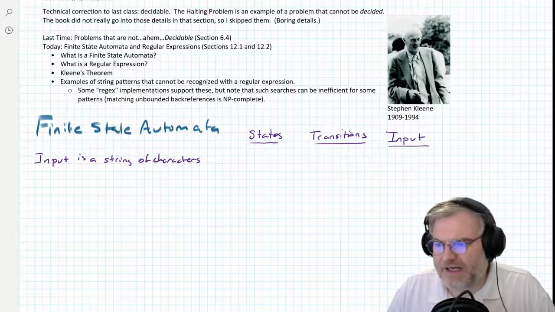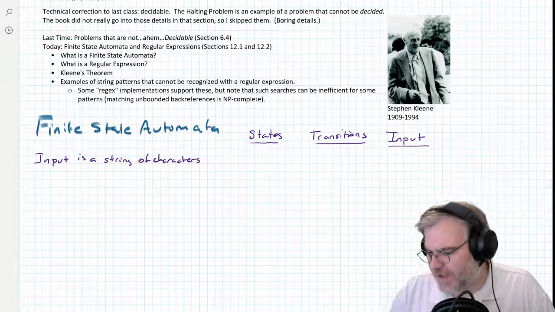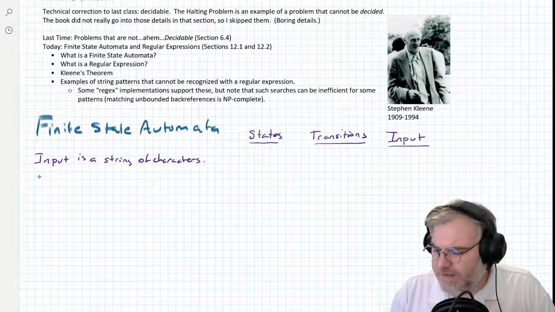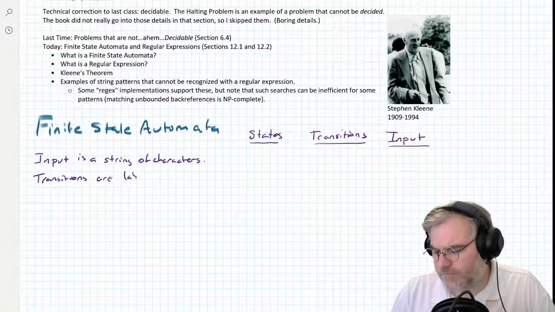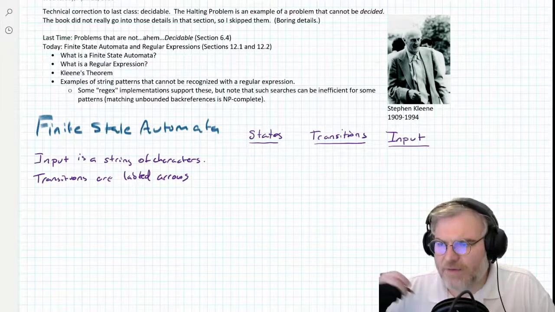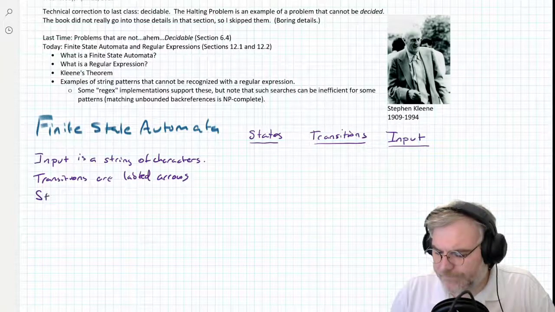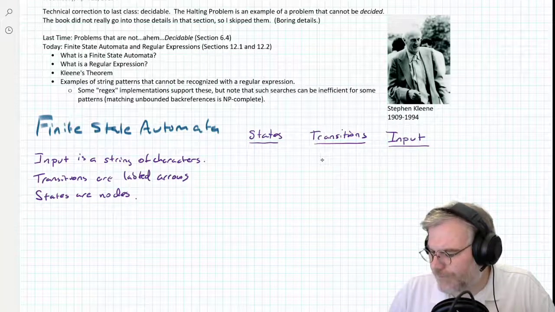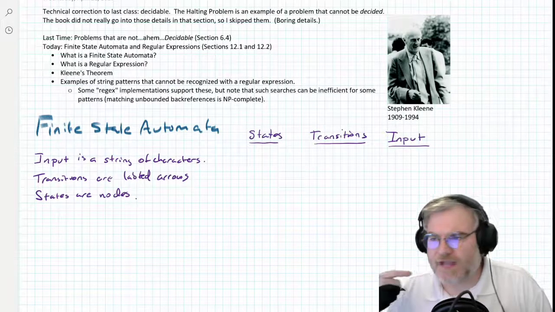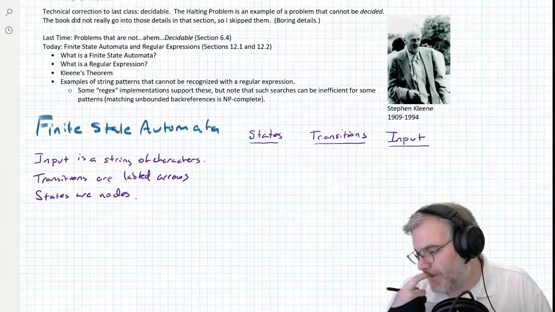Technically from some alphabet, I don't care. Right now, it's just a string of characters. Okay? Transitions are labeled arrows. And states are basically nodes. And there are three types of nodes. Okay? And a node can be more than one type at the same time. That's important to know.